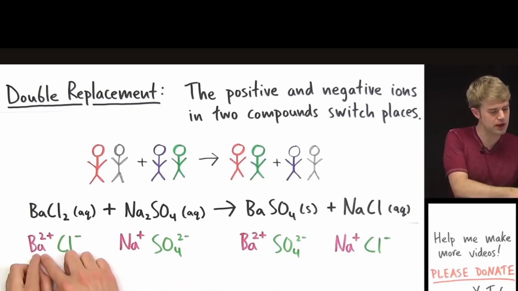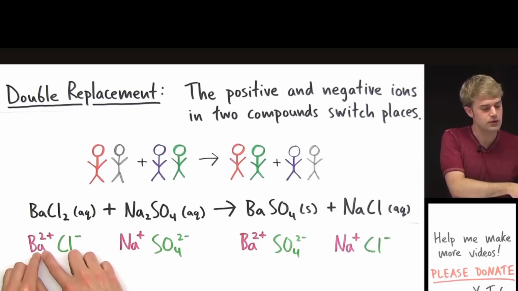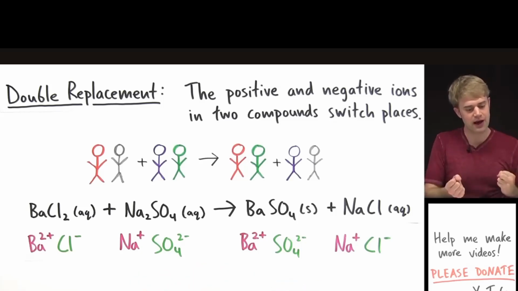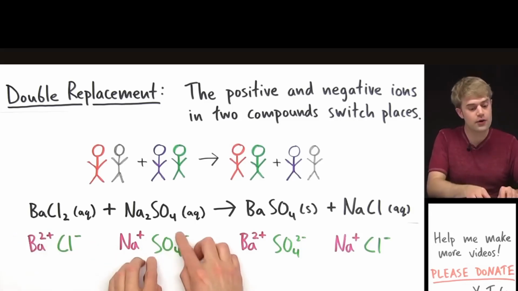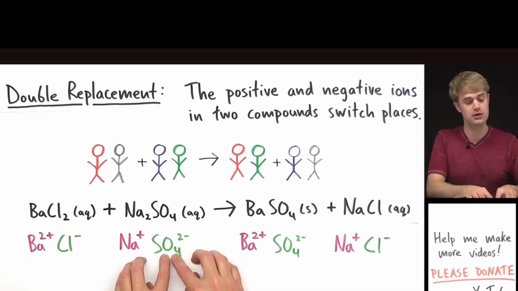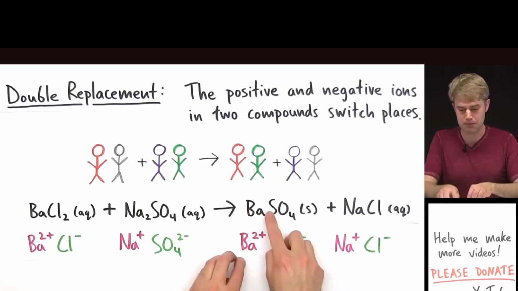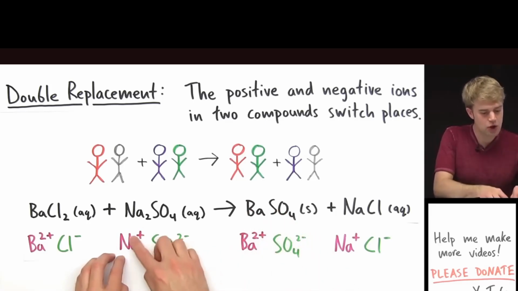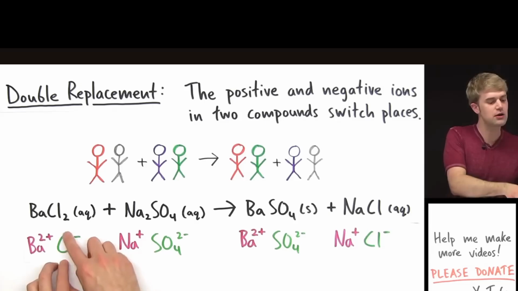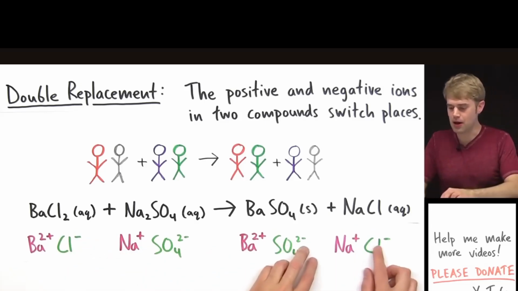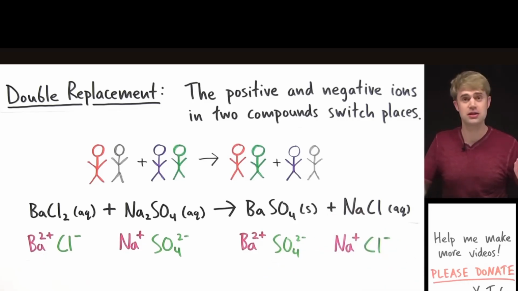So Ba2+ and Cl- were initially paired up. But then Ba goes and gets switched. It finds a new dancing partner. It has to find the other negative ion, right? So the other negative ion here is SO4 2-. So Ba2+ and SO4 2- end up together, making BaSO4. And then sodium, Na1+, has to find the other negative ion, which here is Cl-, and they end up paired up over here. Na1+ and Cl1- making NaCl.